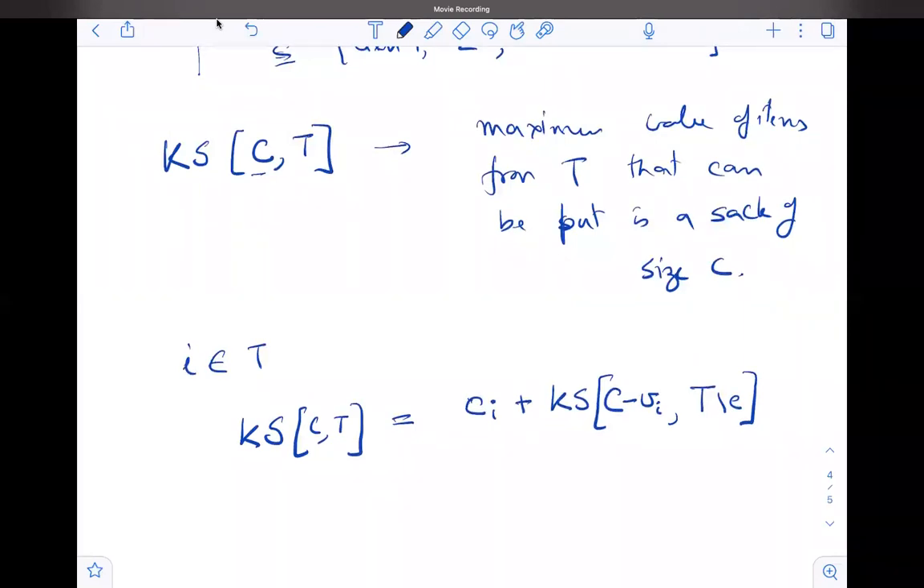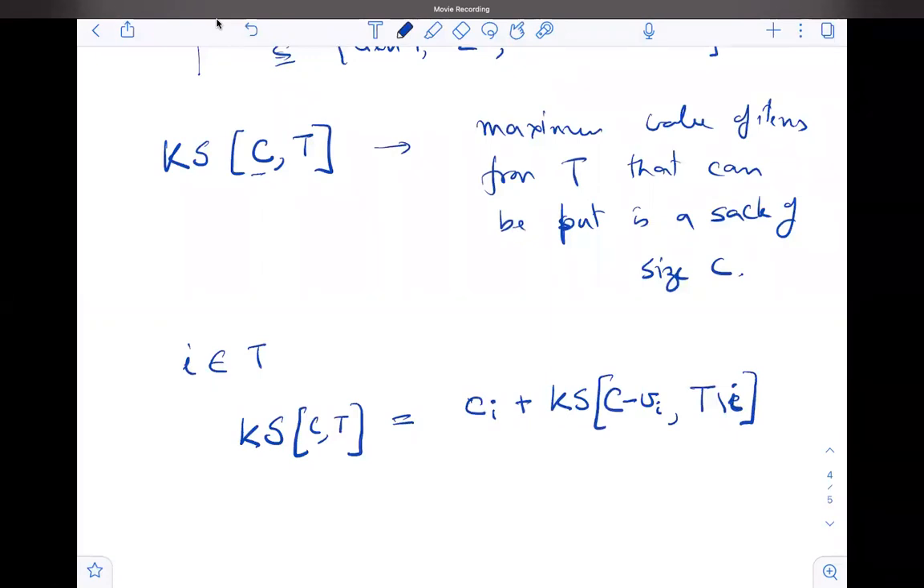T minus I, sorry. The case is outputting the cost. For now, let's think of the cost. You can also output the actual items, the list of items. But let's just first try to output the cost value.